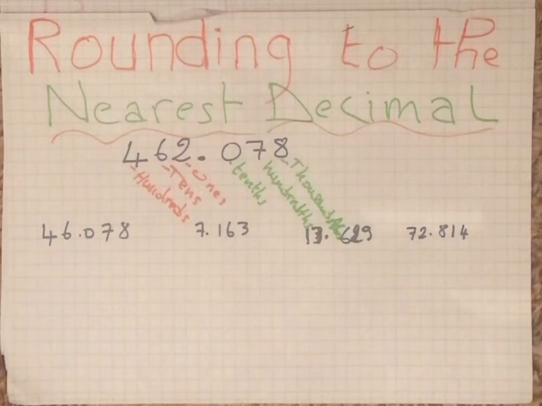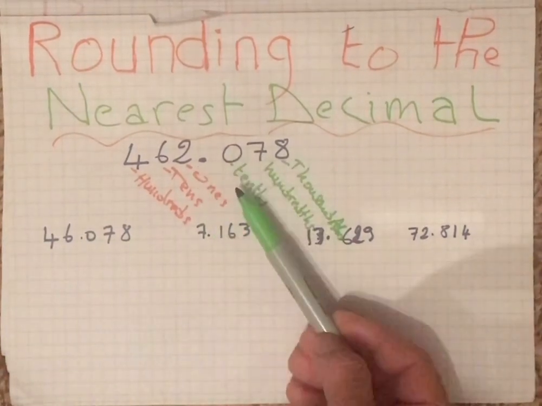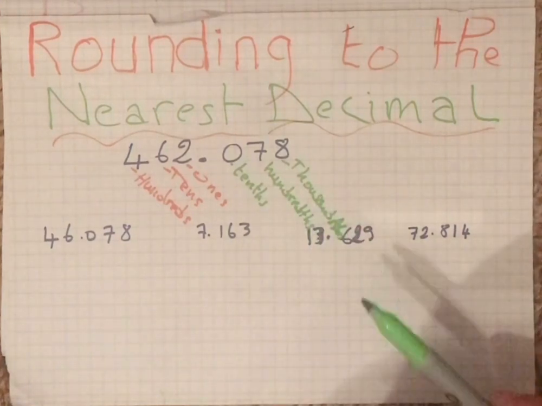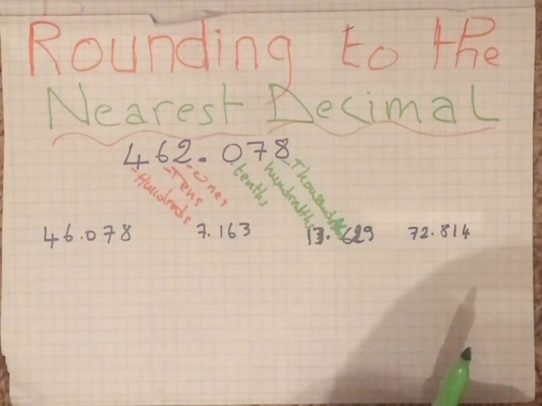Today we want to learn how to round any number to the nearest decimal. As we know, decimals are numbers which come after the decimal point: tenths, hundredths, thousandths. And why do we round numbers? Really just to make them simple to understand.